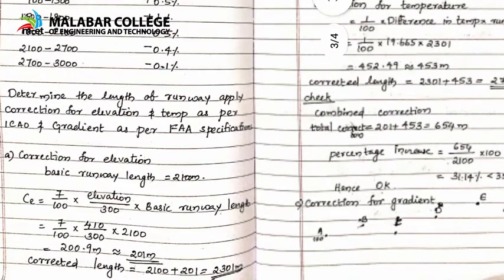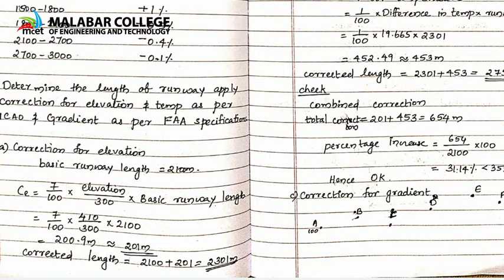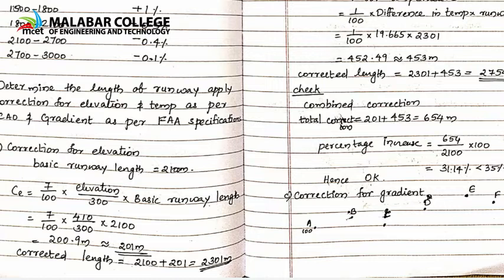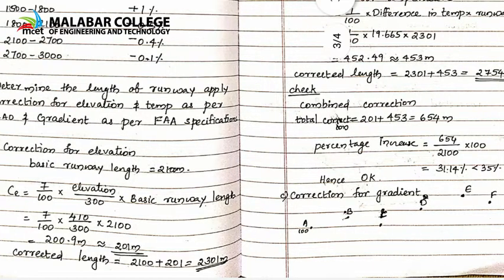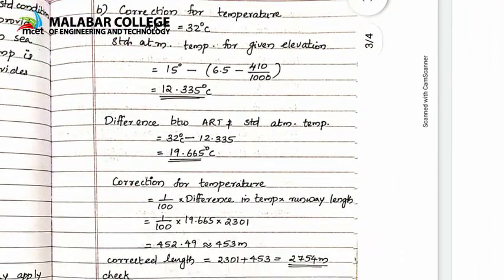We know that the basic runway length is equal to 2100 meter. Then the correction for elevation is equal to 7% of elevation per 300 meter of basic runway length. That is equal to 7 by 100 into elevation 410 meter, 410 divided by 300, into basic runway length 2100. So that is equal to 200.9 meter, approximately equal to 201 meter. Then the corrected length is equal to 2100 plus 201, that is equal to 2301 meter. The length after correction for elevation is equal to 2301 meter.